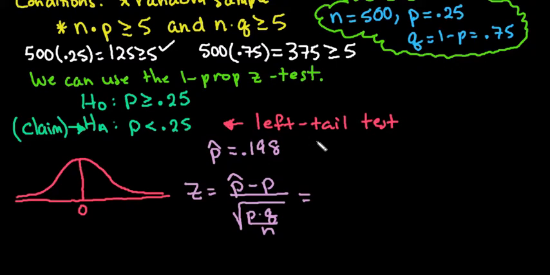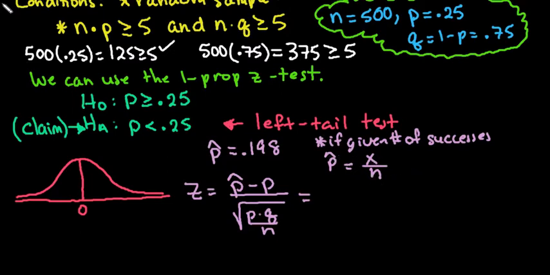If they give you the number of successes, and I do have a video that shows that, but if you're given the number of successes, then you would do x divided by n to get your p hat. But they gave us p hat this time, so we don't have to do that. We are going to have to find x in order to use the calculator.